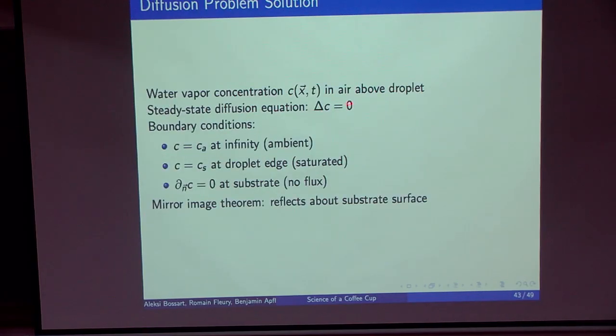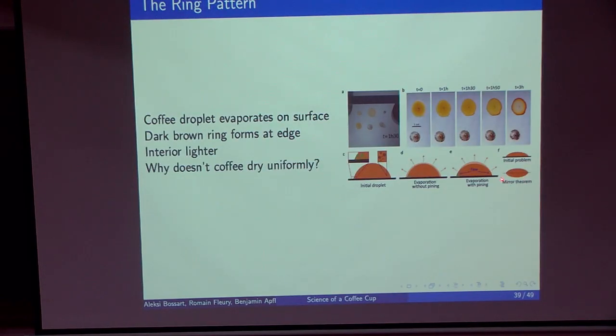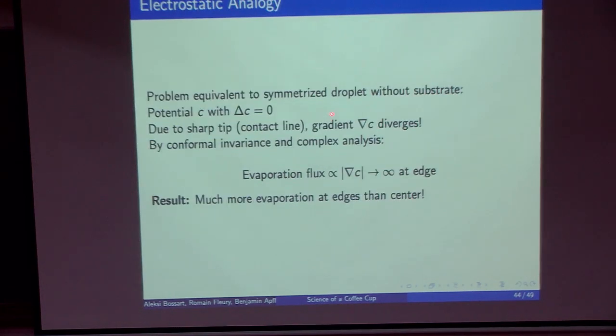Water vapor concentration in the air above the droplet. The steady state diffusion equation is... The boundary condition is that everything will become equilibrium at infinity. At the droplet's edge, no evaporation is happening because right at the edge there is no water really to evaporate, and the substrate is not evaporating. We cannot assume that coffee is not evaporating away, so we will just make the droplet complete by mirroring it downwards. The problem is equivalent to a symmetrified droplet without substrate loss.